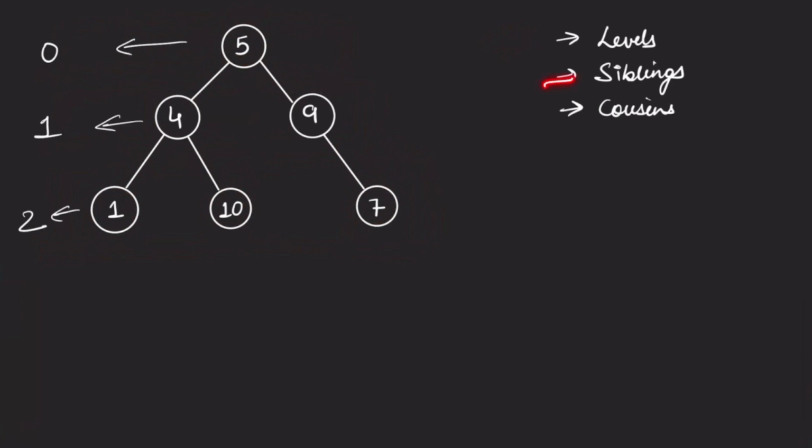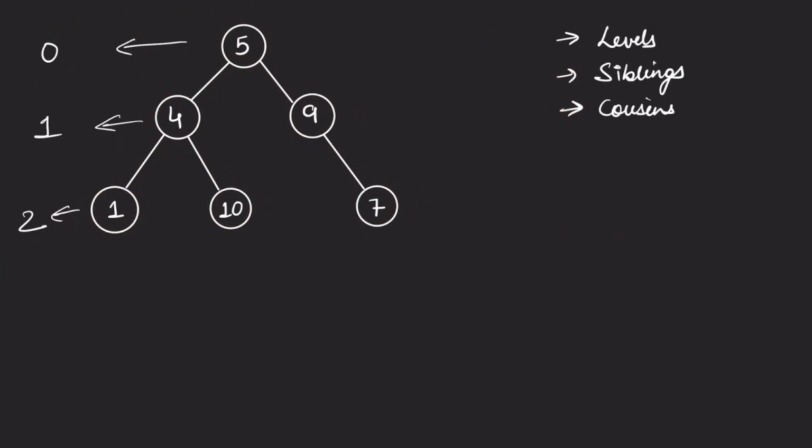Now next are siblings. Siblings are the nodes that have the same parent. If you see here, this 1 and 10, both of their parents is 4, so these two are siblings of each other. Similarly, for this 4 and 9, 5 is the parent, so these two are siblings of each other.